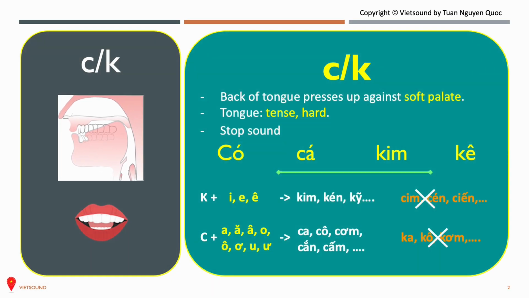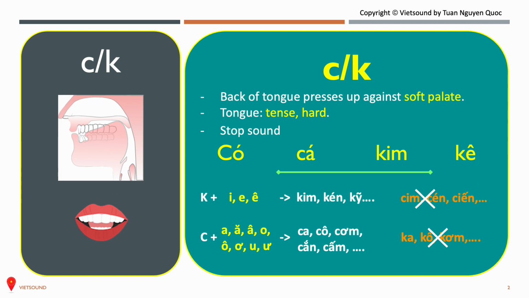To pronounce the k sound, your mouth should be opened horizontally, like you're smiling a little bit. And remember that the k sound is a back sound. So the back of your tongue presses up against the soft palate, and your tongue should be tense and hard. And the k sound is a stop sound, so you push the air out of your mouth and then immediately cut off the sound. Okay, so let's try to say the sound k, k, k.